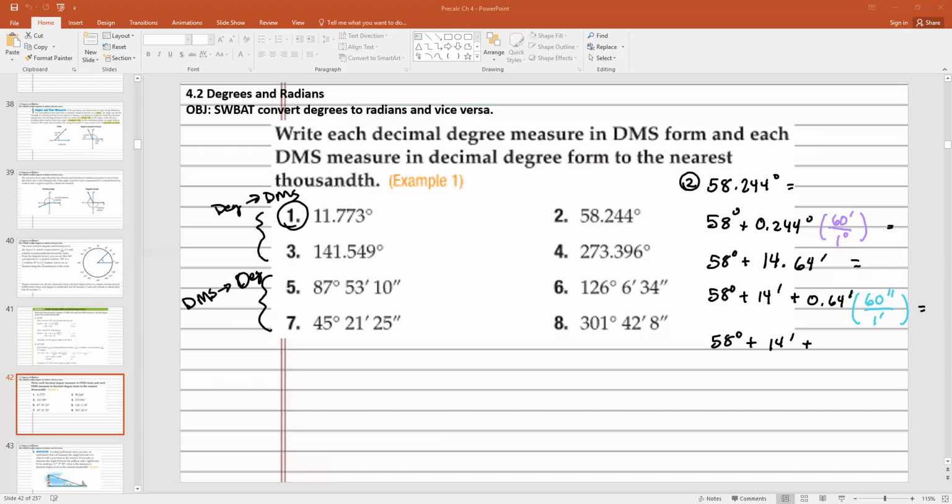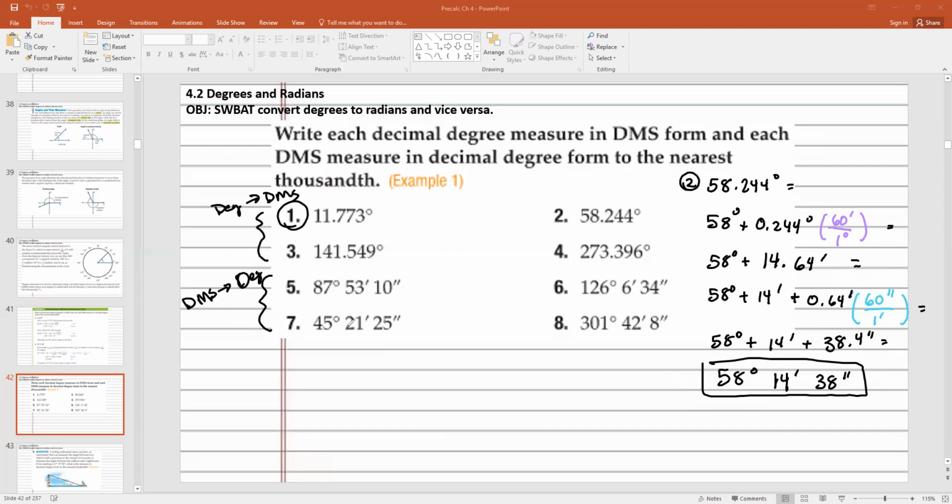Okay, we don't have to, because it's like a 0.4, we just want to drop that. All right, seconds. So we just round it. 58 degrees, 14 minutes, and 38 seconds. And that's it. Just multiplying the decimals by 60 each time. Okay, so try that with number 1.